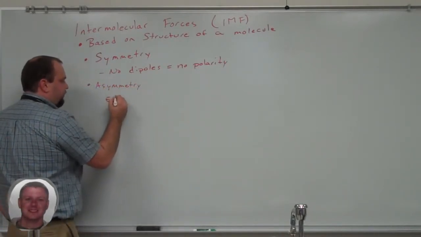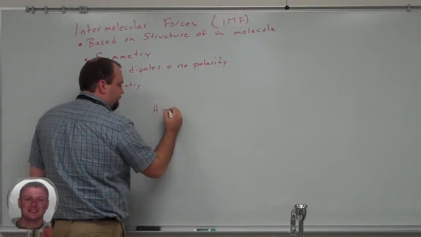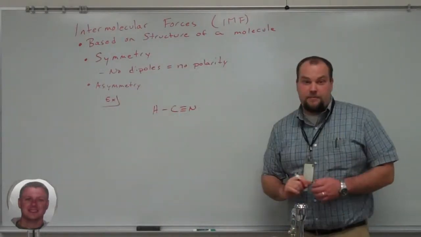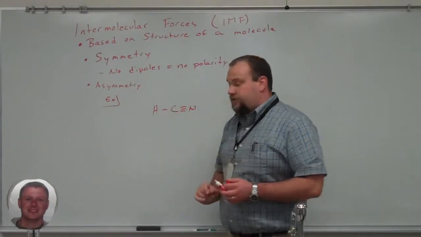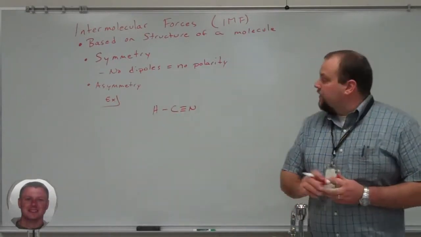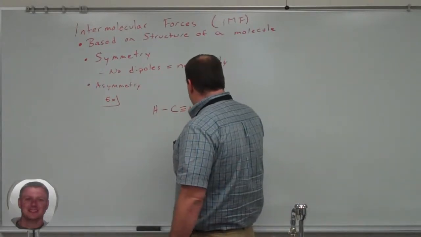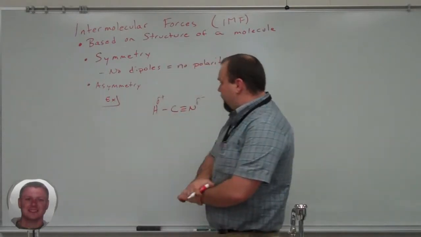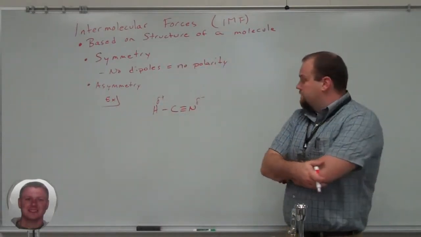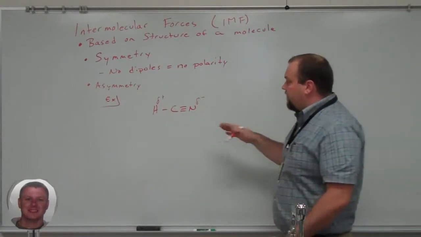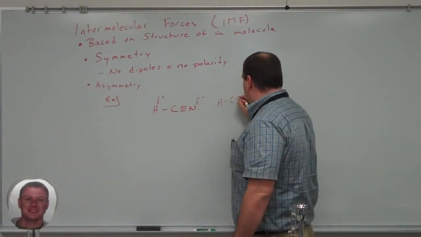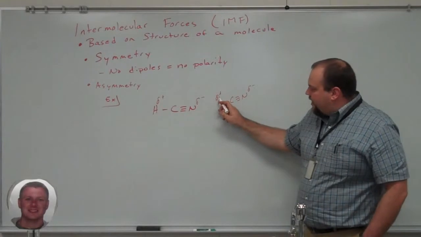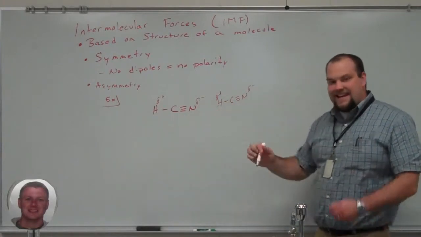Asymmetry. Let's say, for example, with asymmetry, we have a molecule like HCN. This is clearly not a symmetrical molecule, right? The left side of this molecule is different than the right side of it. It's asymmetrical. Nitrogen is the most electronegative, so it's going to have a negative charge. And hydrogen is going to have the partial positive charge. What this means is, let's say we have another HCN molecule. Let's draw it right here. That means that now this partial positive and this partial negative can interact.